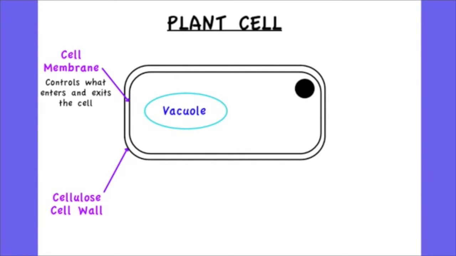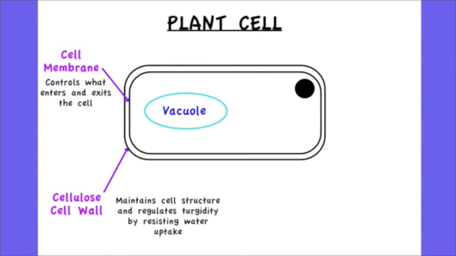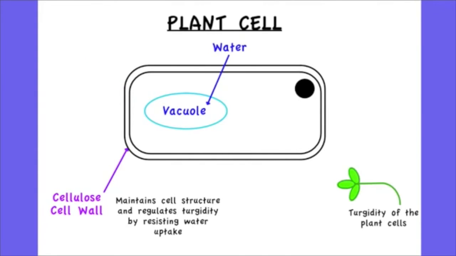The cell membrane controls what enters and exits the cell, whereas the cellulose cell wall maintains the cell structure and regulates its turgidity by resisting water uptake. Let's explain that. So, when a plant takes up water, the water is able to move through the cell membrane and into the plant cell's vacuole, and it increases the size of the vacuole.